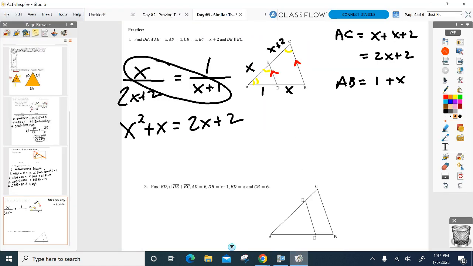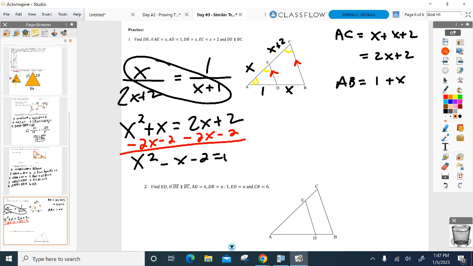Subtract the 2x plus 2 from both sides. Because you can't do anything unless it's equal to what? 0. One side equal to 0. Subtract the 2x. Subtract the 2. It's time to factor. x squared minus x minus 2 equal to 0.